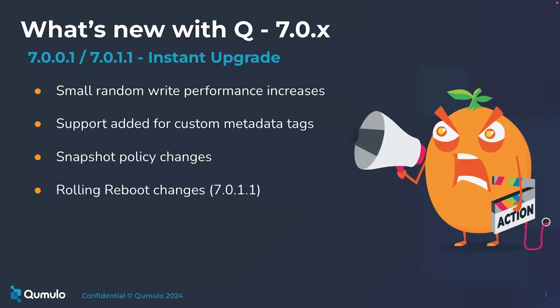Moving forward, with our 7.0 releases, we have small random write performance increases. That's a lot of words that Phil's going to talk about that are going to make everyone on this call happy. Additionally, we have custom metadata tags you can throw out there, some snapshot changes, and rolling reboot changes.